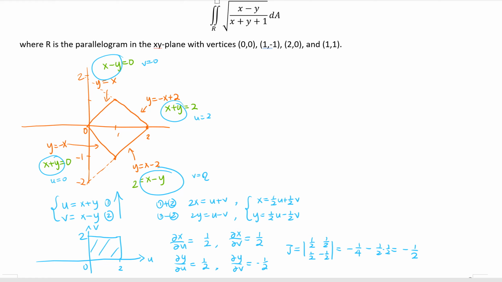Okay, finally, this is the integral. What is the function? Well, x minus y. Look at this, x minus y is v, and then x plus y is u. Okay, dA becomes the absolute value of the Jacobian determinant, and because now it's a rectangle, du dv or dv du doesn't matter, and they both go from 0 to 2. So far so good, everybody?